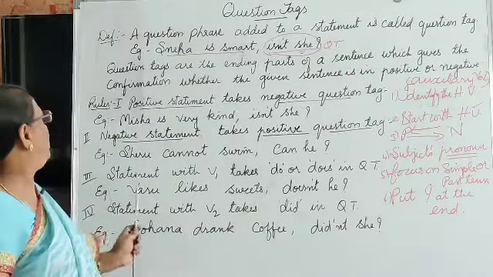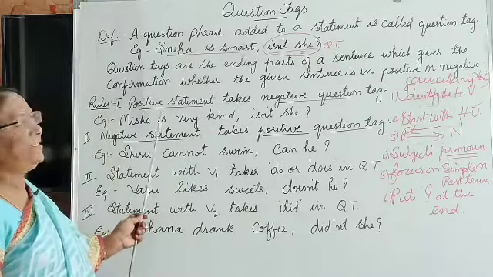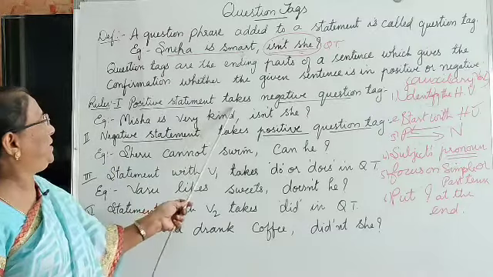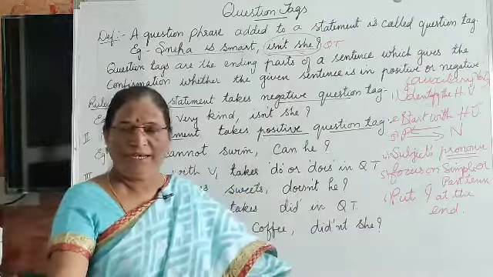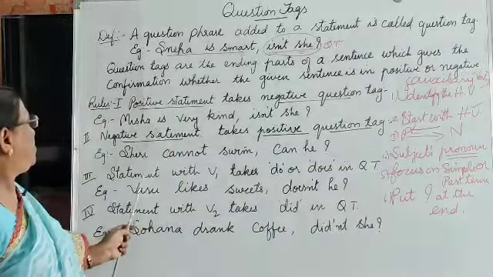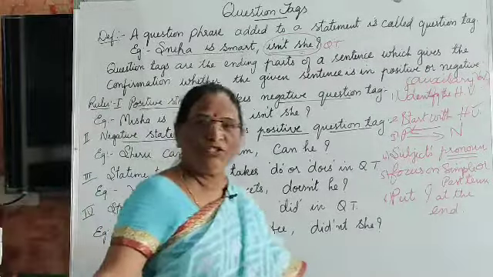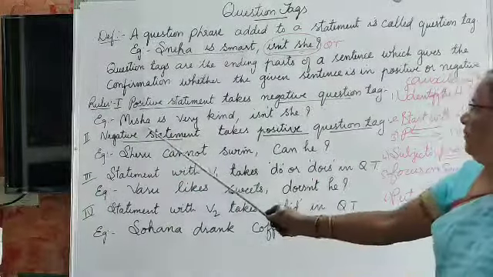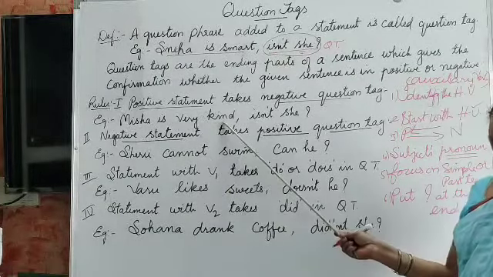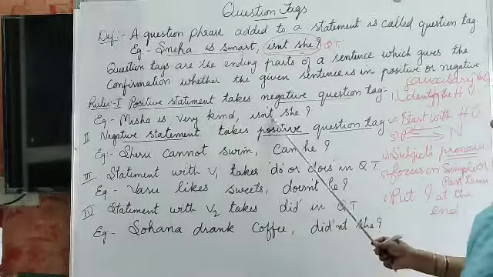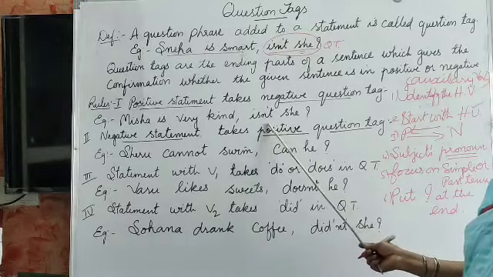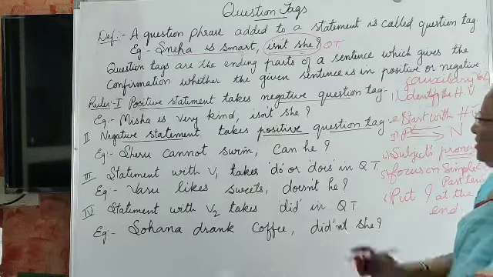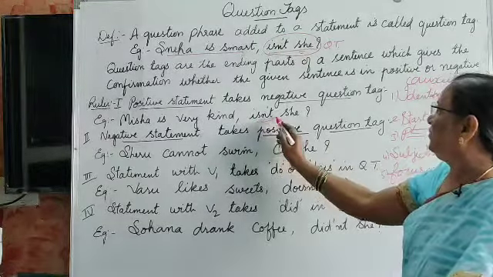Now let us come to the rules. Rule number 1. As I told you, a positive statement takes a negative question tag. Isn't it? I told you. That is, Misha is very kind, isn't she? Misha is very kind. This is a positive statement, and it took a negative tag, isn't she? Isn't. This is negative.